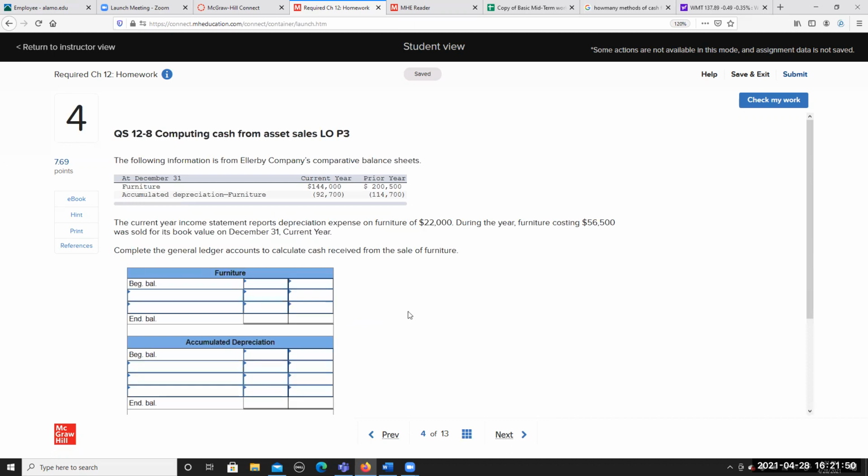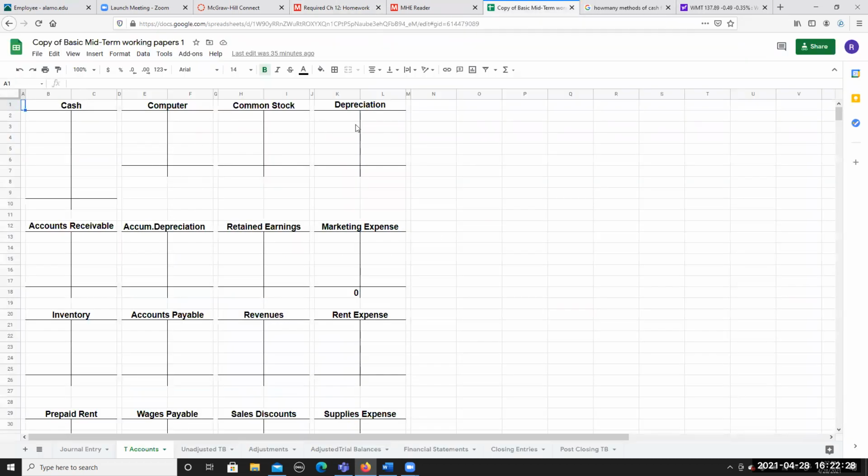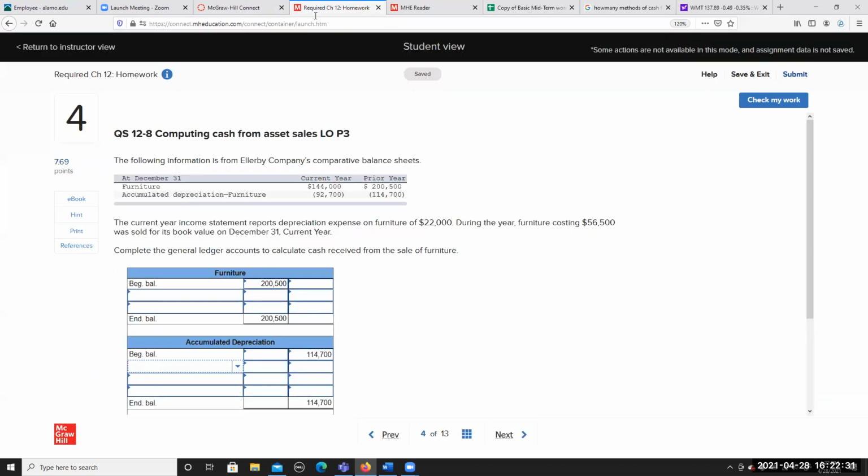Computing cash from an asset sale. All right, so let's do this. Furniture had a beginning balance of 144. Oh, I'm sorry, prior year, 200,500. And at the end of the year, we've got to get it to match that 144. Now, accumulated depreciation is 114,700. Remember, it's a credit, and that's why it's down here as a credit. And we've got to get it to 92.7. The current year income statement reports depreciation expense on furniture of 22. So remember from your midterm, depreciation expense, what are our numbers here?